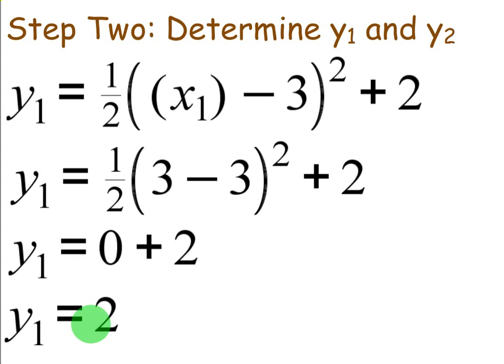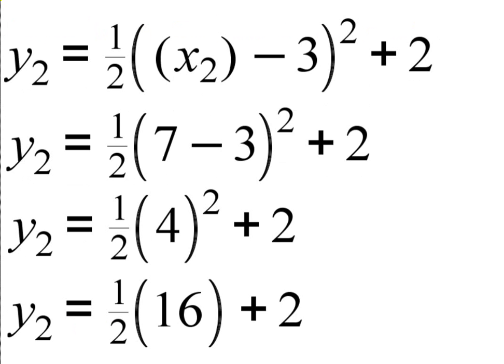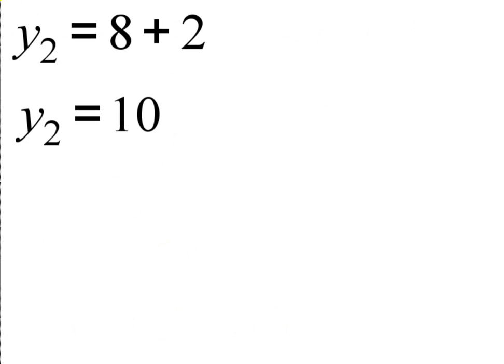Okay, so to figure out the second y value, you will plug in 7, because that's x2. You get 1/2 times 4 squared, so it's 1/2 times 16 plus 2. You guys can just write the y value for this, so you don't have to show all your work. I think you understand what's going on. So 1/2 of 16 is 8, and 8 plus 2 is 10. So y2 equals 10.